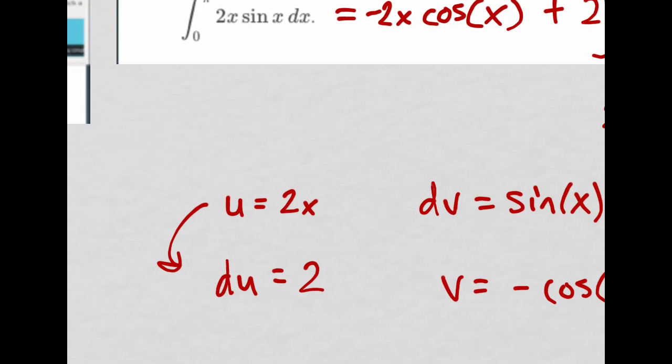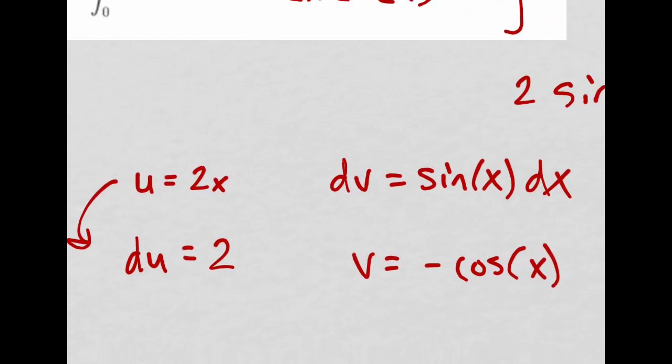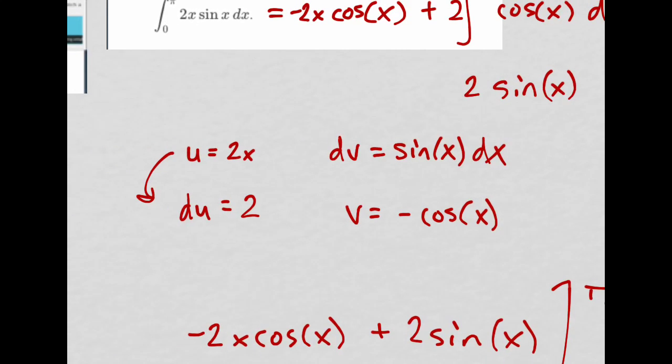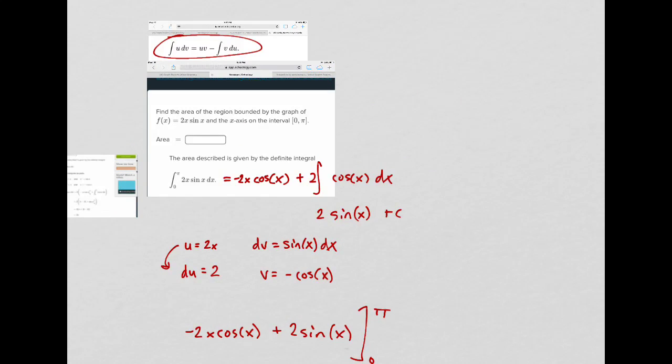Usually, you want your u's to get simpler. So anything that gets more and more simple as you take the derivative, that'd be great. Anything that's complex or doesn't really go away, that'd be the dv to integrate. But sometimes some functions get more simple as you integrate them, so you'll just have to choose based on trying. Choose a u, choose a dv. You get a du by taking the derivative. You get the regular v by integrating. And then you just plug it into the formula.